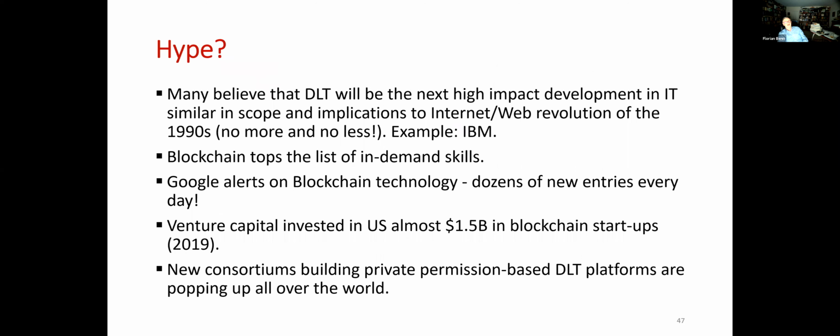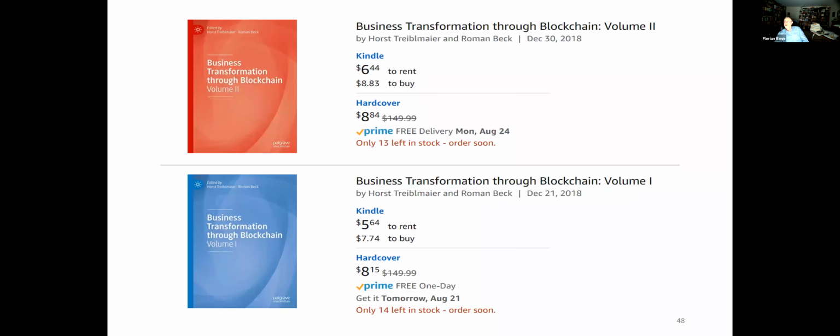So now let's talk about hype. The hype seems to be going down a little bit, although if you look at Google notifications and these kinds of things, you can see that IBM, as I mentioned, thinks that's the next revolution. Now, this is my own example, my measurement of hype. It's Lian's measurement of hype. These two volumes, Business Transformation to Blockchain, Volume 1 and Volume 2, were $149.99. And for the purpose of this presentation, I acquired them for $8.